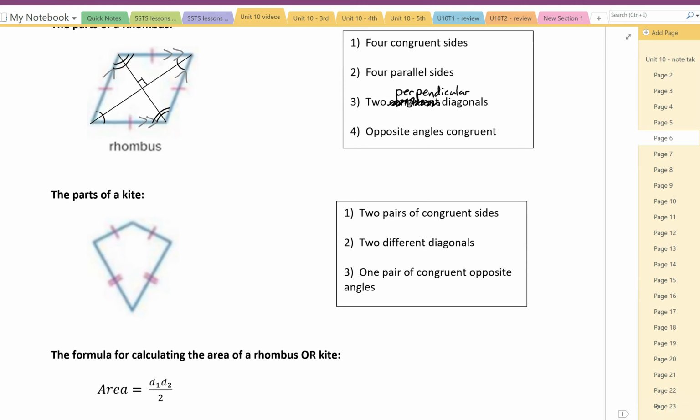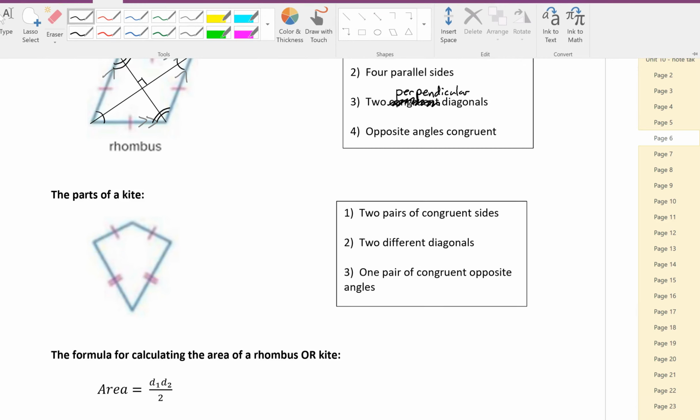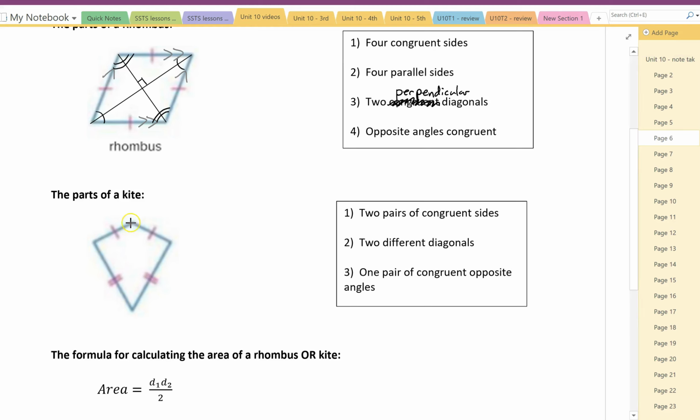This one down here is a kite. So kites have two pairs of congruent sides. So these two short ones are the same length. These two long ones are the same length. They have two different diagonals that are also perpendicular.